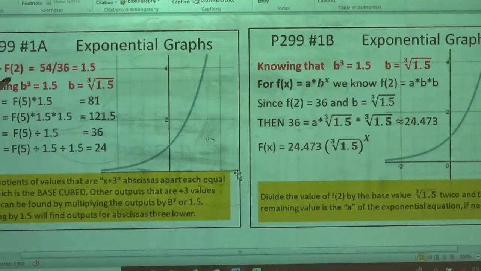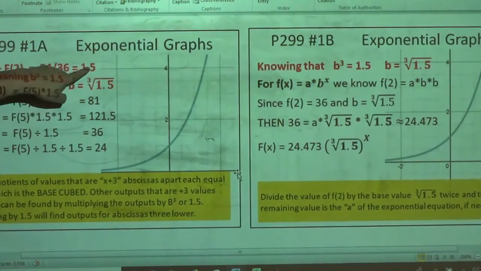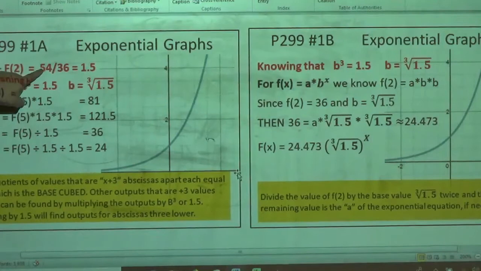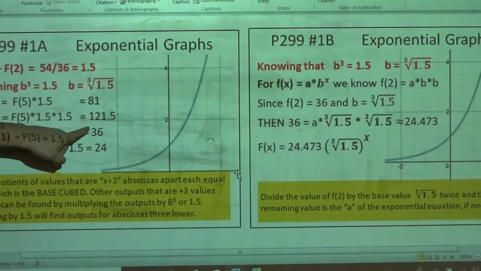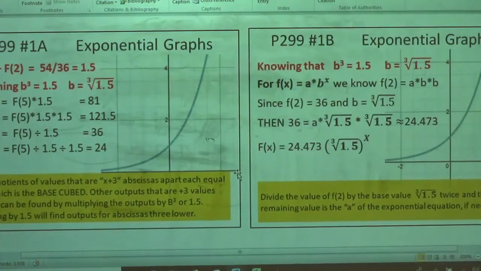Now, if I have this, which is 5, I can go up to 8, because that's 3 more, by multiplying 1.5 by my 54, and that's where the 81 comes from. And I could go up 3 more by multiplying that by another 1.5, because that's b cubed, and that would take me up to 121.5. That was what you had to do in problem 1. Does that make sense? Not as hard as what I thought it was. Now, that's how that works, and then if you wanted to go down, right?